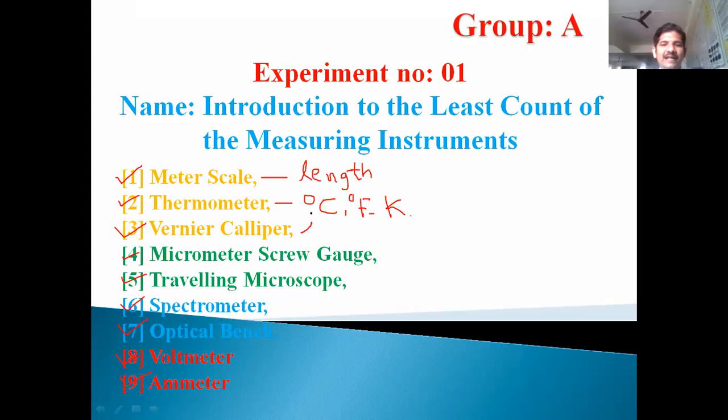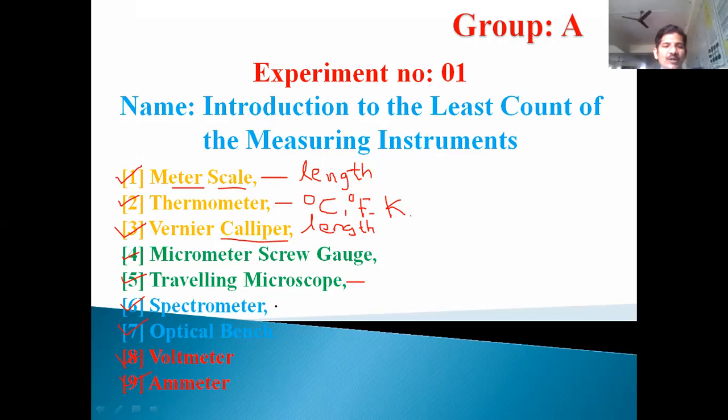Again, Vernier caliper is also used for length measurement. Of course, if we compare the measurement of length with the help of meter scale, we can have more accuracy in Vernier caliper than meter scale. If we want more accuracy than Vernier caliper, we can go to micrometer screw gauge. And after that, traveling microscope is there, again for the measurement of smaller dimensions like diameter of bore of capillary.